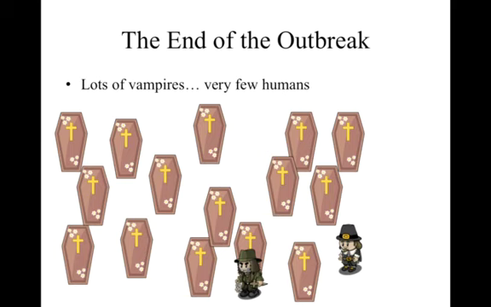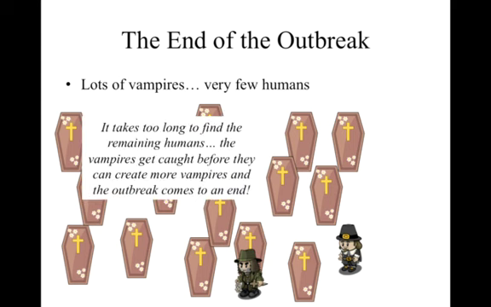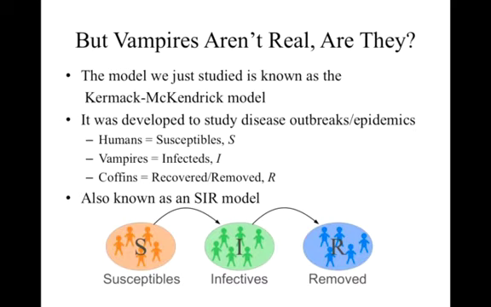And so typically in these models, you will have a few humans left over, just one or two at the end, even once the vampirism or the disease has burned out, even once the entire population has been turned into coffins. So again, it takes too long to find that remaining human, because the humans are just so scarce and so rare, so the vampires get caught before they can create more vampires, and the outbreak eventually comes to an end.